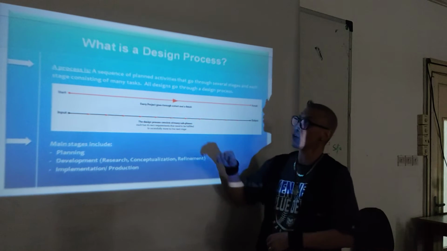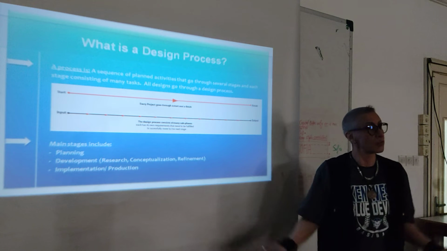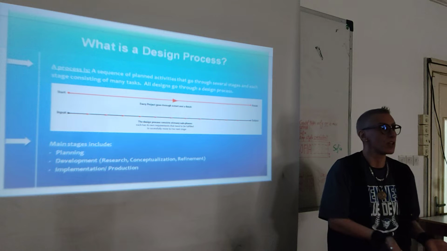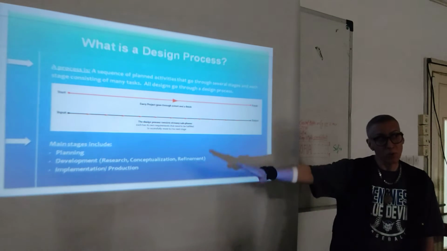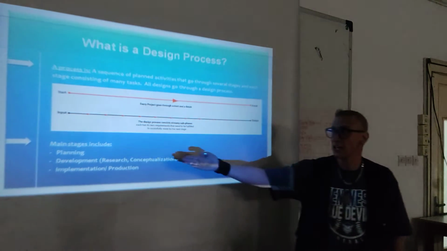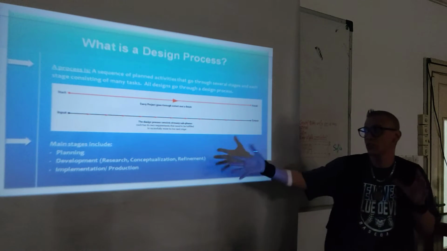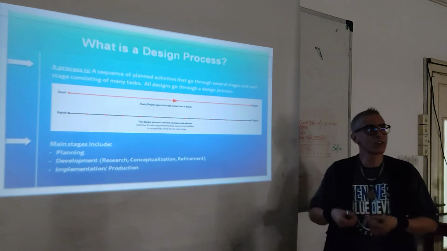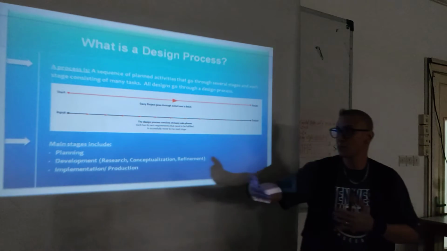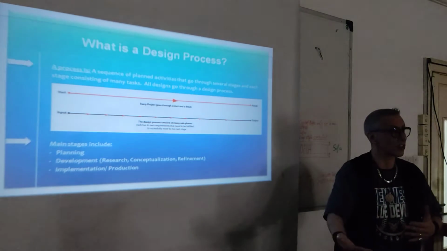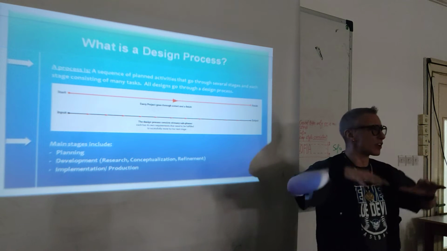Okay? Now, when we talk about designs, every design goes through a process, okay? So when you start a project, you have to go through a process. And the main stages of any project, first, we have planning, then we have some kind of development. The development could include some research, conceptual sketching, then refinement of these ideas, and then step by step going into implementation and production. So every design goes through these stages in general. These are the major stages.